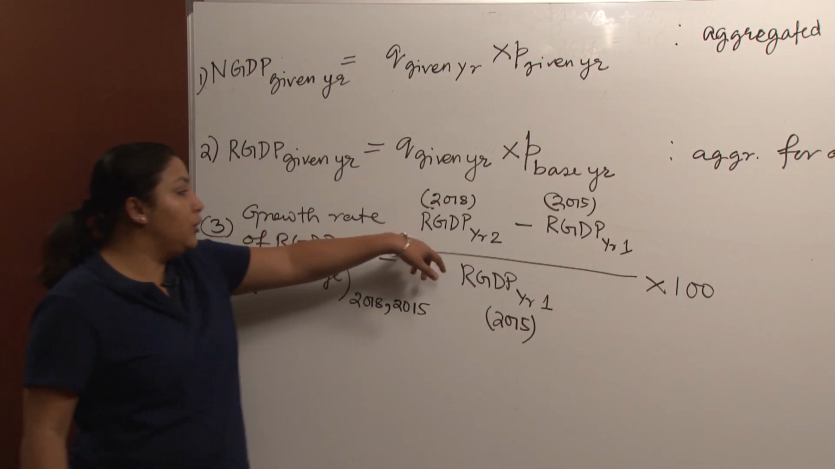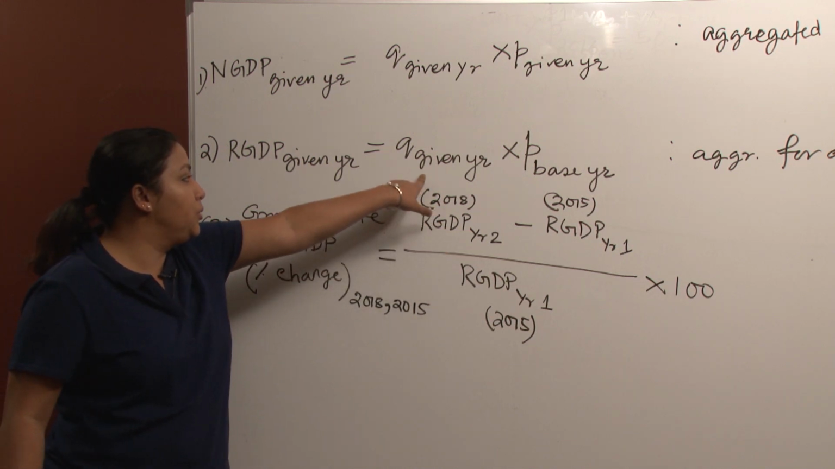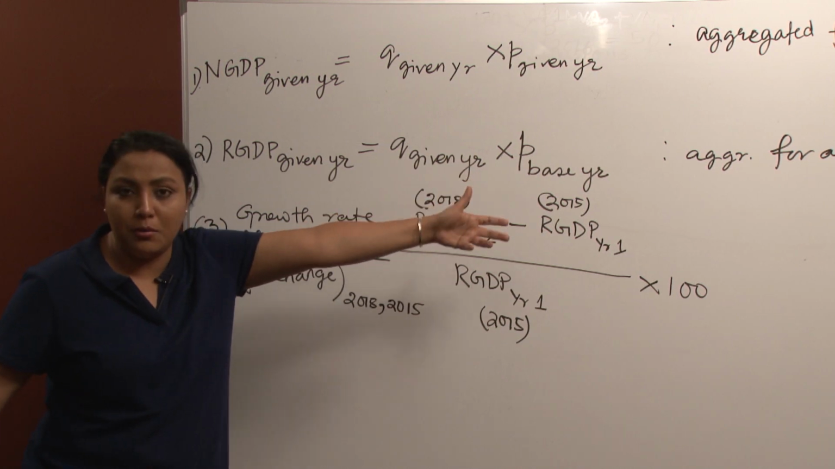Now how do you calculate that? Once again, that same formula. The real GDP of 2018 would be the quantity of 2018 times the prices of the base year, whatever is the base year. Okay?